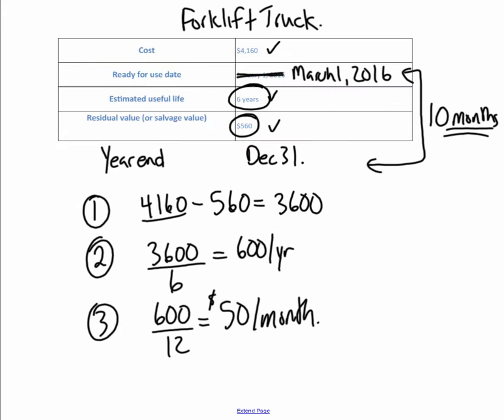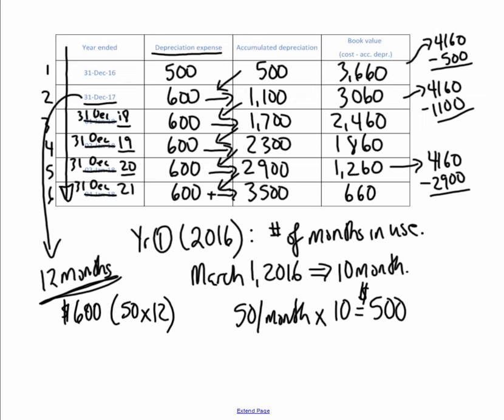Because remember that our estimated useful life is 6 years. That's 6 times 12 months. Do we have 6 times 12 months in our chart? Because up here, I only have 10. Then I have 12 months, then I have 12 months, then I have 12 months, then I have 12 months, then I have 12 months. I am short 2 months. I need to add an additional line to my chart. That would be the 2 months, so that's January and February.